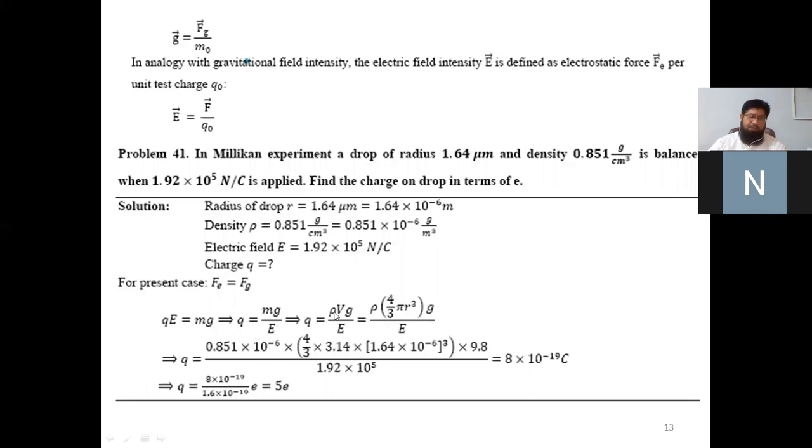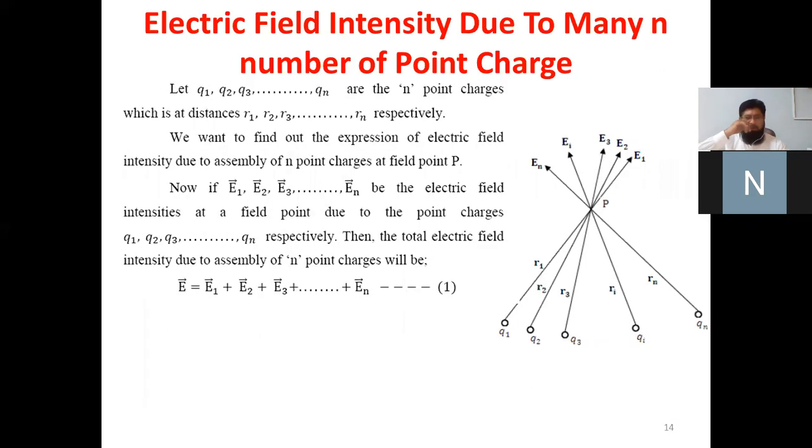So Q is equal to, using cross multiplication, mg upon E. Now m is equal to rho into V, because you know that the density is given. From density, the mass is equal to density rho into volume. So Q is equal to rho V g upon E. If you substitute all these values, you will get the value of Q, which is equal to 5 of the electronic charges. It means this droplet occupies 5 electrons from the nuclear ionization.